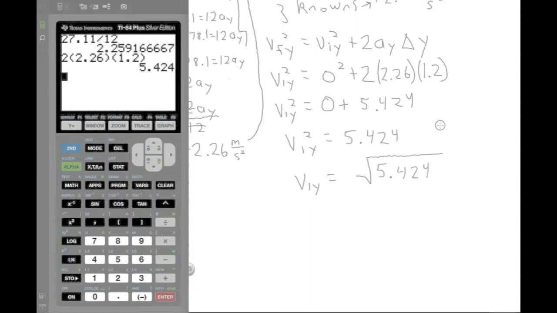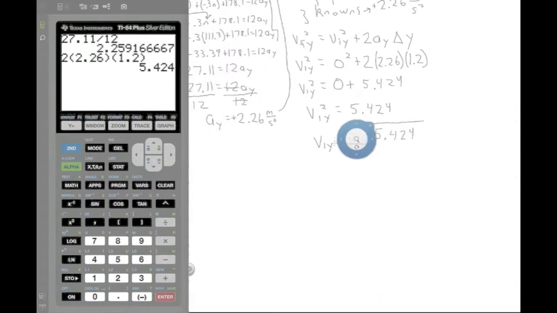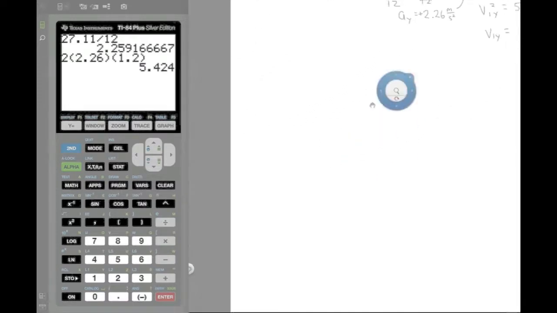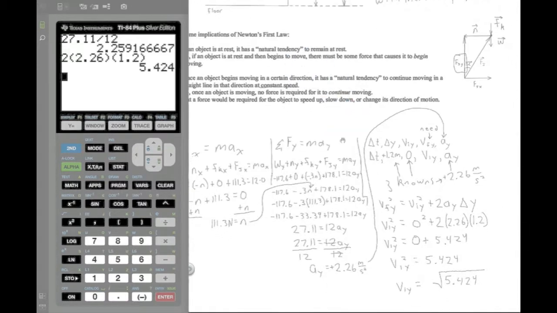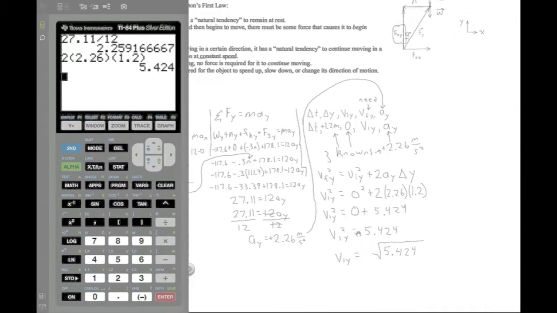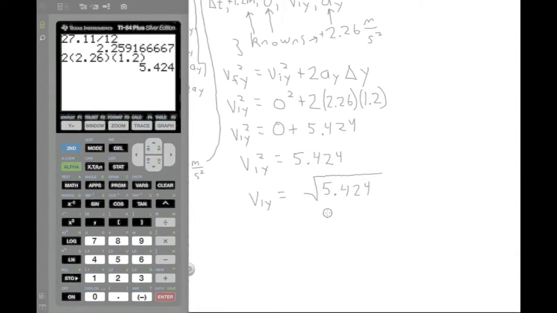Now, every number has both a positive and a negative square root. So when you take a square root, you need to decide, do I want to take the positive square root or the negative square root? Well, we know that this object should have an upwards velocity. That's our positive direction. So we expect the y component to come out to be positive. So to get a positive y component, we want to take the positive square root.